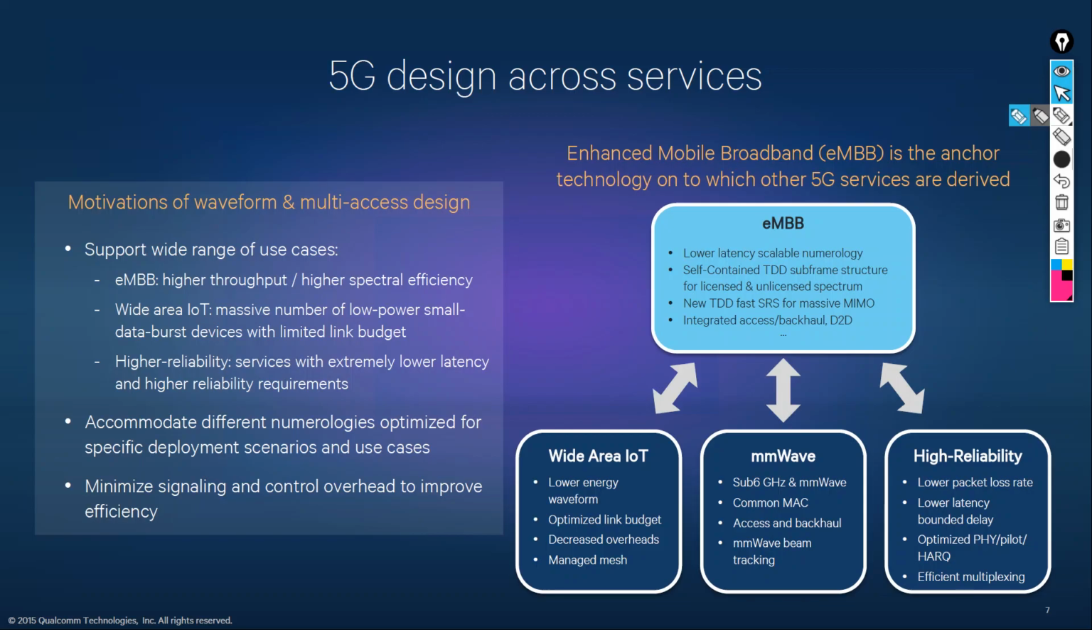So what's the key motivation for waveform? We need to support a wide range of use cases, including enhanced mobile broadband, massive Internet of Things, and highly reliable Internet of Things. The requirements of each one of them: enhanced mobile broadband requires higher throughput, higher spectral efficiency. Massive Internet of Things, you have a massive number of low power, small data burst devices with limited link budget, while for higher reliability Internet of Things devices, you have services with extremely low latency and high reliability requirements.